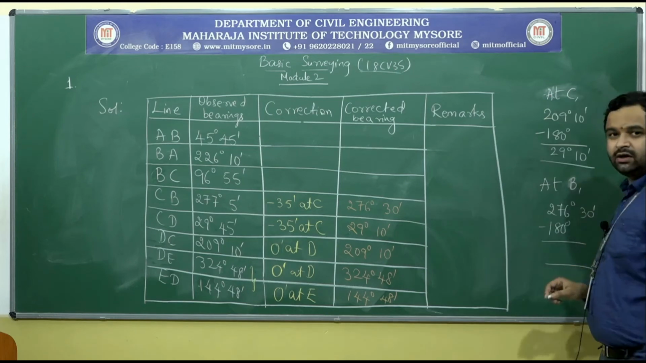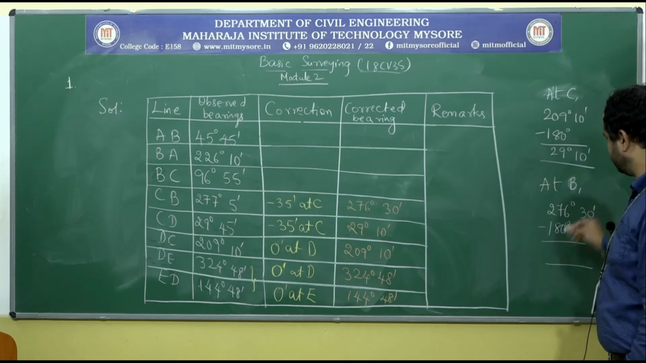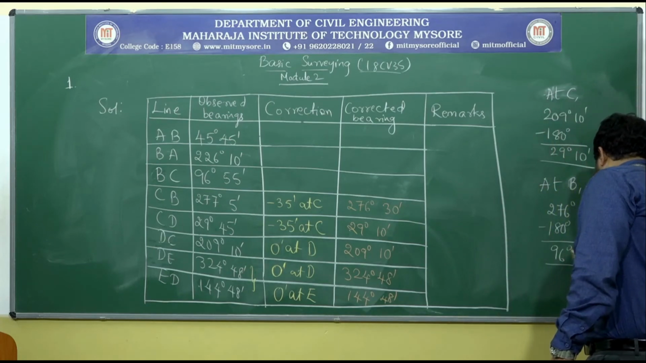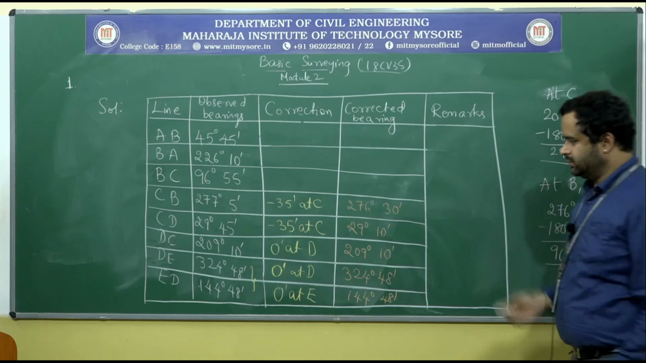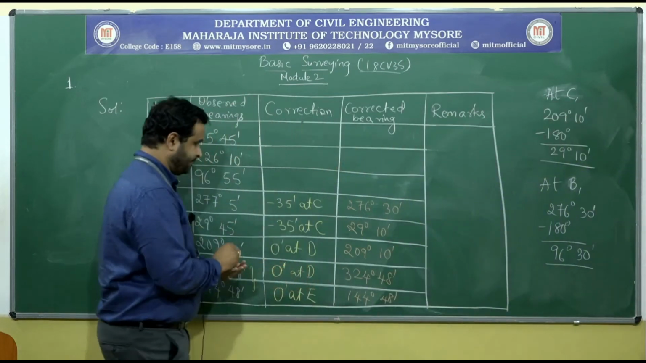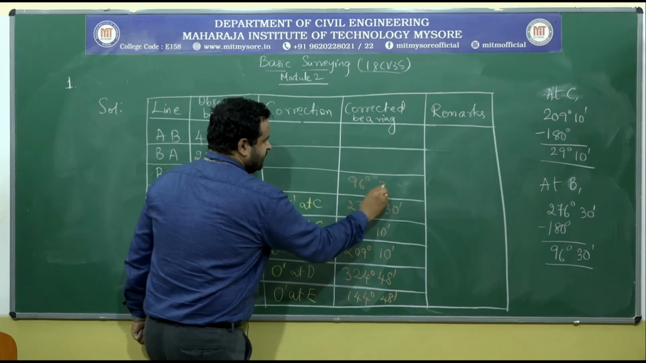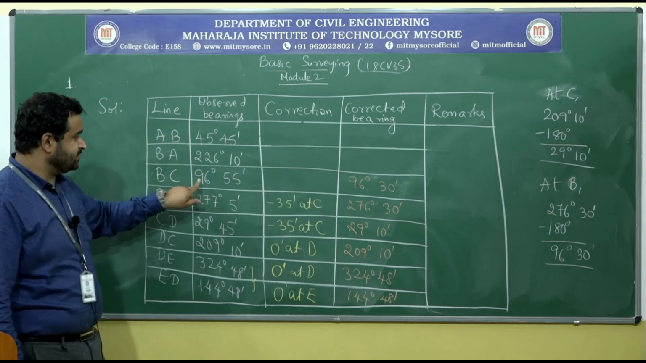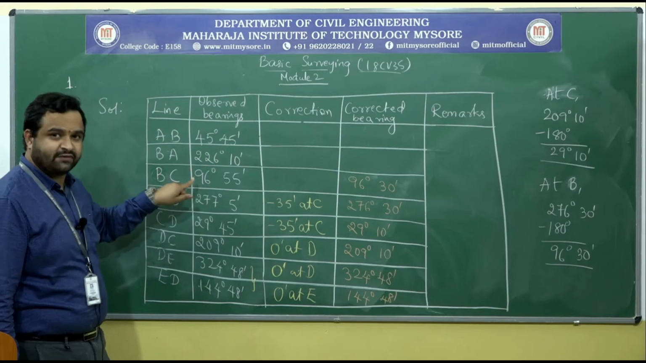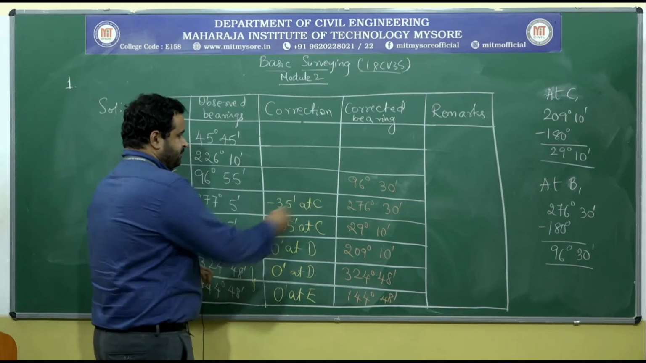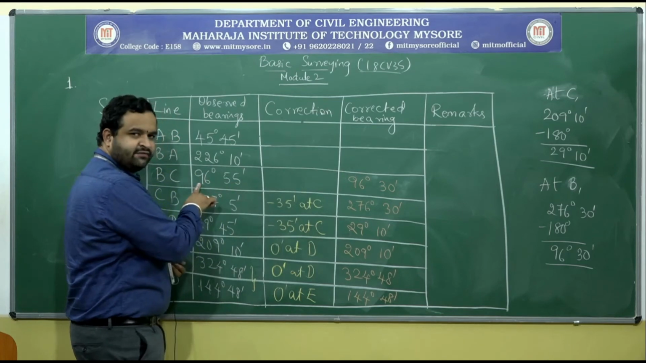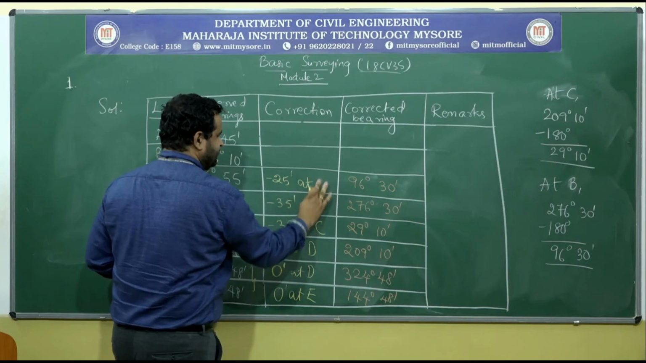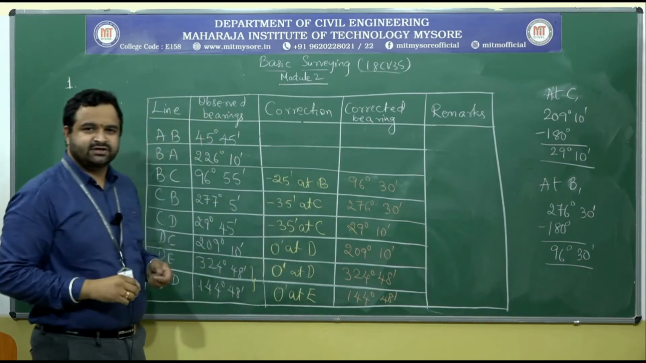Now, let us calculate the corrected fore bearing from the corrected back bearing, which will give you 96 degrees 30 minutes is the corrected bearing of the line BC, whereas what is the observed bearing of line BC? It is 96 degrees 55 minutes. So, 96 degrees 30 minutes minus 96 degrees 55 minutes will give you minus 25 minutes at B, minus 25 minutes at B.